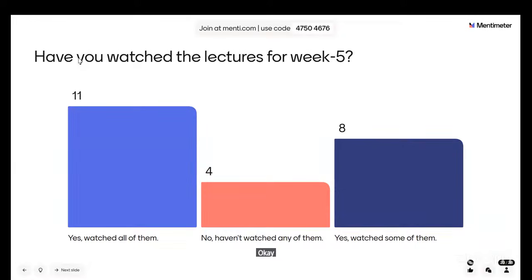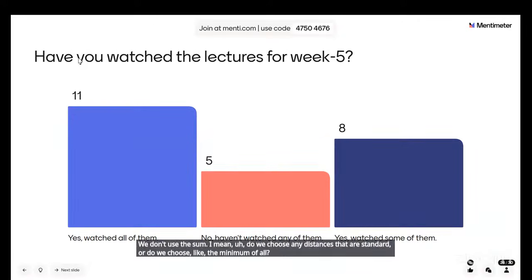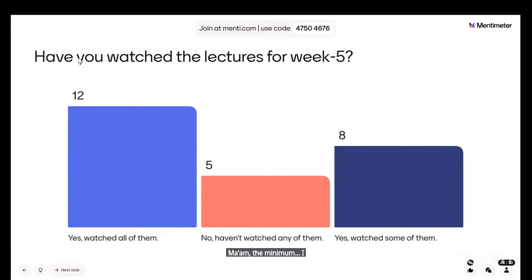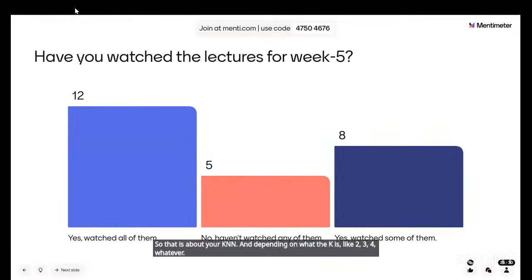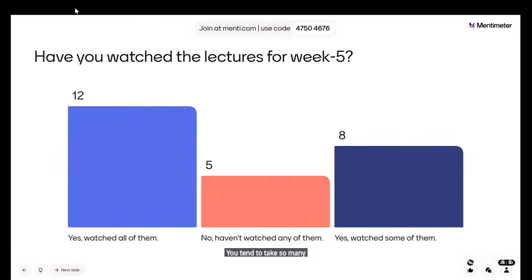Okay. So you said that we choose some of the distances. Do we choose them at random, or do we choose the minimum of all? Ma'am, the minimum. I said some of the distances, a few of the distances according to the K we've taken. Correct. So that is about your KNN. And depending on what the K is, like 2, 3, 4, whatever, you take that many distances and then assign the majority label to your test point.